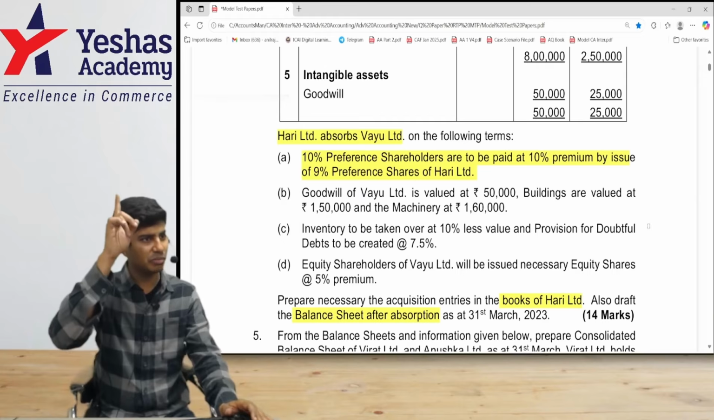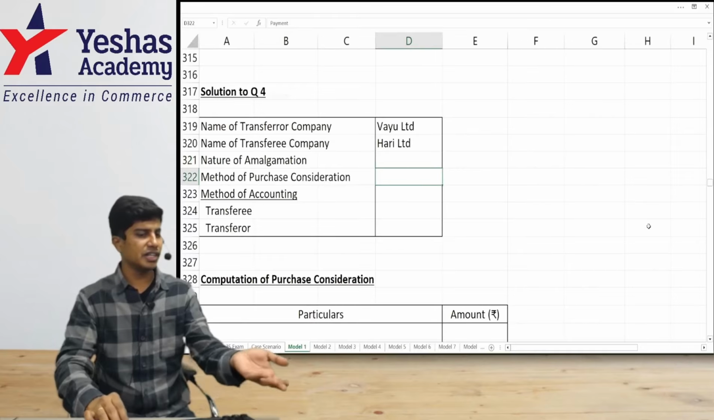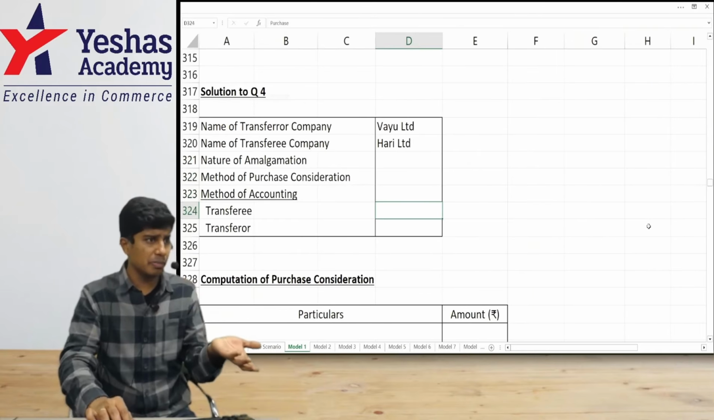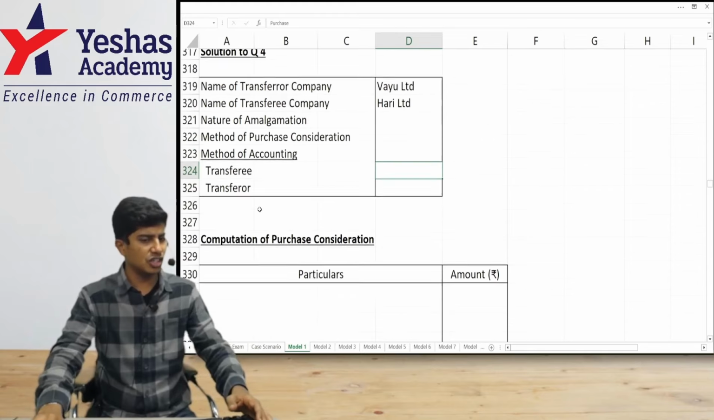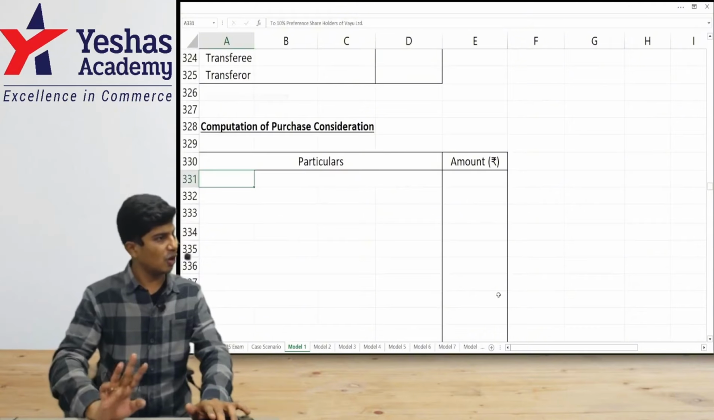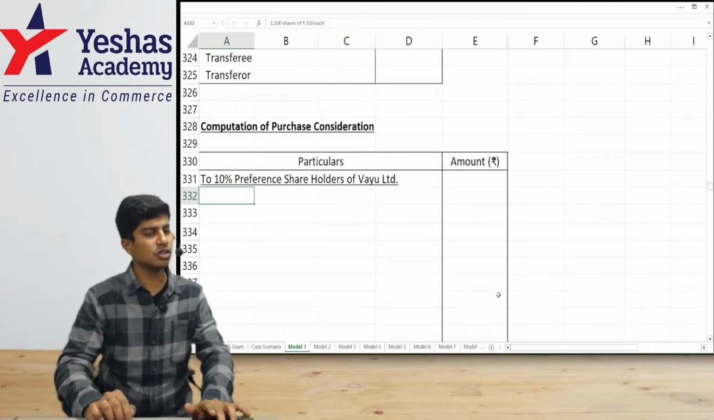We have five conditions, remember? Based on that, we'll decide the method of accounting. Method of PC: right now it looks like payment method, but suddenly things can change. They can ask us to do NAM also, no? So right now I'll only write what I know. 10% preference shareholders of Vayu Limited.